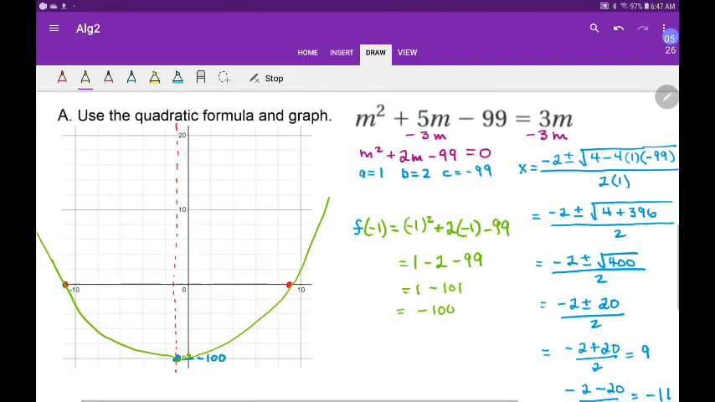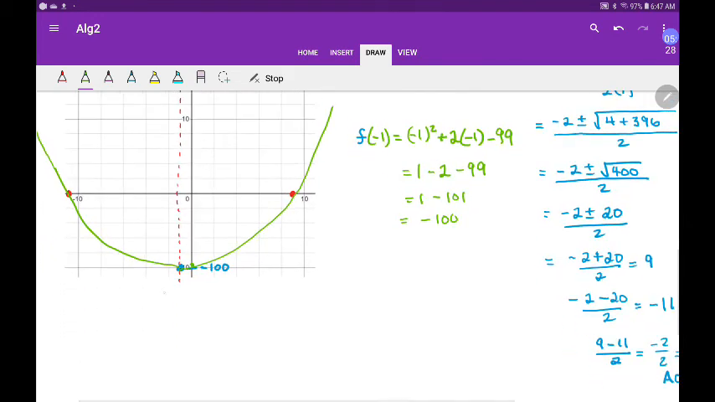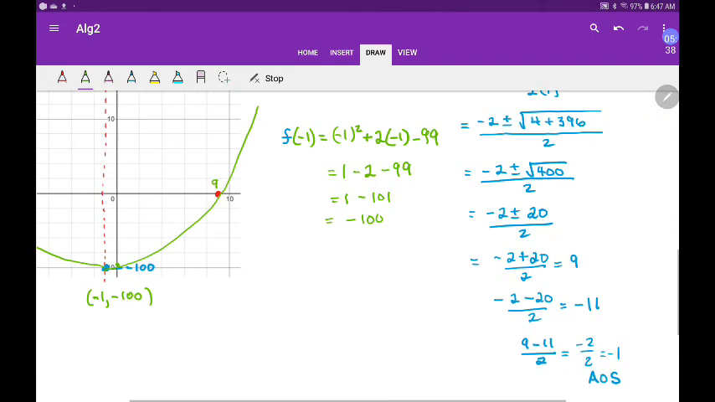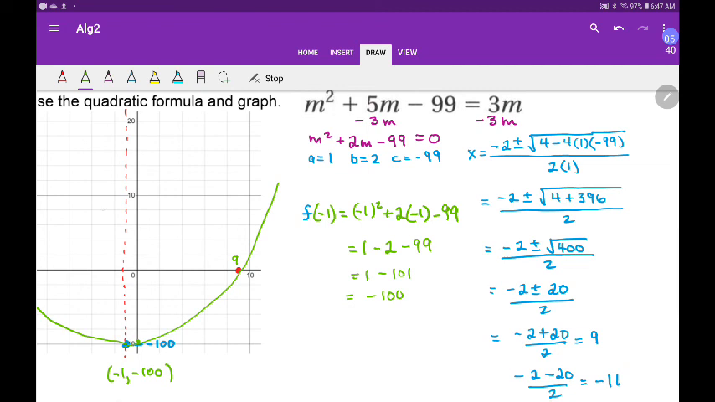Anything we left out? We have our vertex. Our vertex down here is negative 1, negative 100. And that was 9. And there's negative 11. And our axis of symmetry, I guess we could label that x is equal to negative 1. Okay.